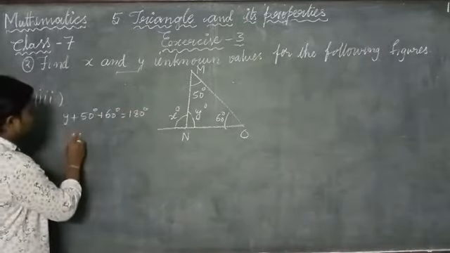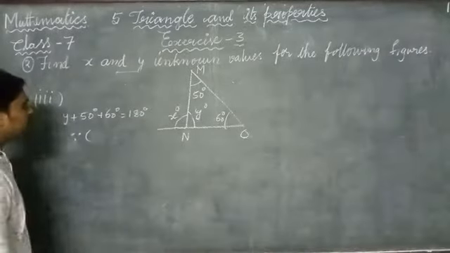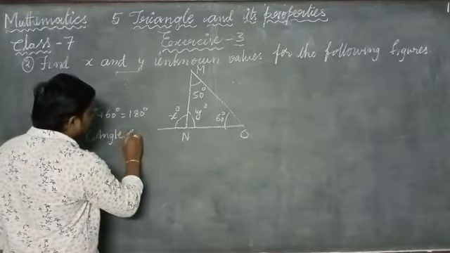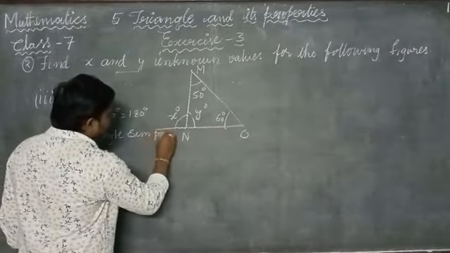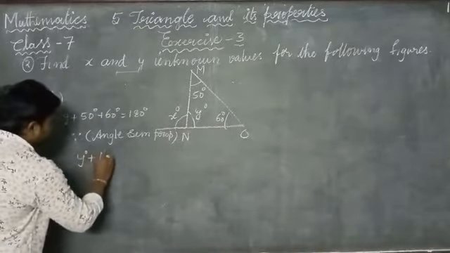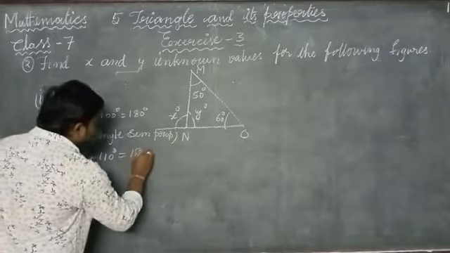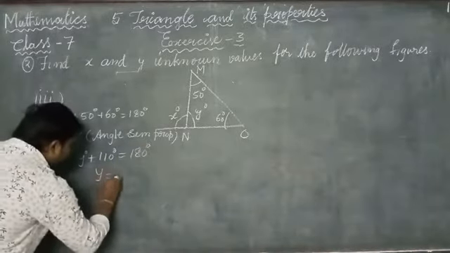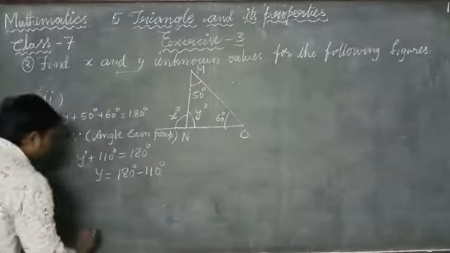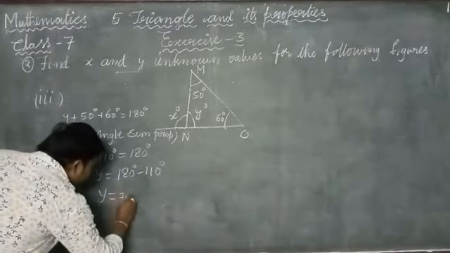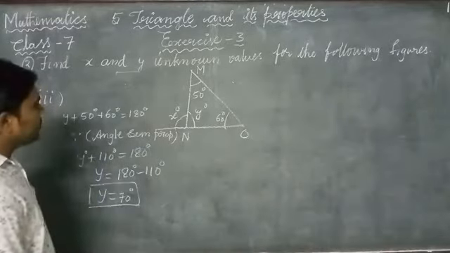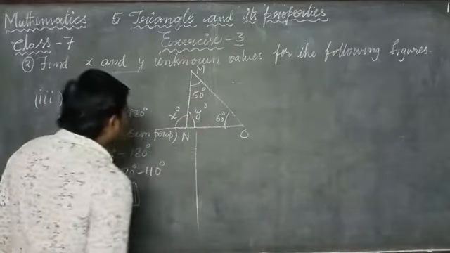It can be taken from the angle sum property of a triangle. Then y degrees plus 110 degrees equals 180 degrees. Then y equals 180 minus 110 degrees. Then y equals 70 degrees. Now y equals 70 degrees.